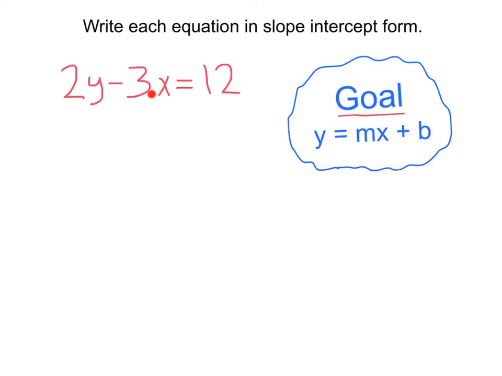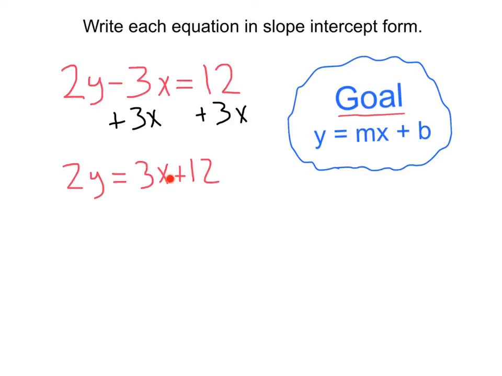We definitely don't want this 3x term next to the y. So let's go ahead and add 3x to both sides. Doing that, I do know that I want my 3x to be in front of the 12, so instead of flipping it around, I'm just going to go ahead and write the 3x plus 12 right from the start. That gives me 2y equals 3x plus 12.